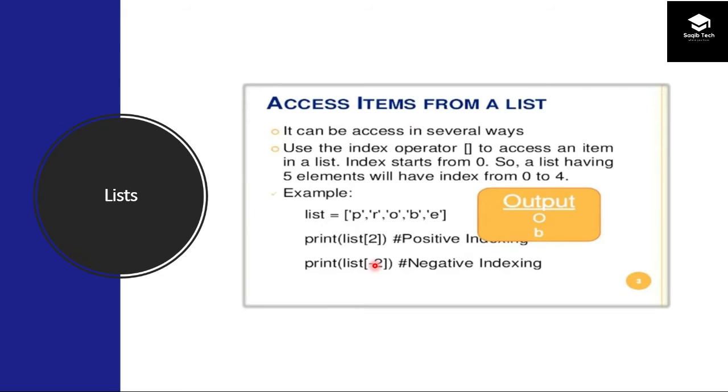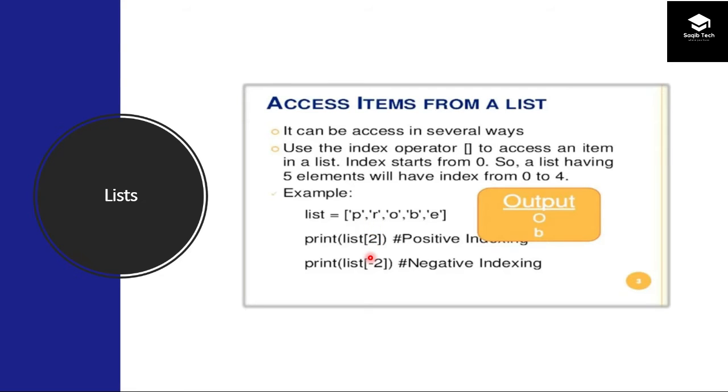When we have created that list, we need to access it. How to access it? We access it using the index operator. That is the first way to access a list item. There are many other ways to access items, but the first is by using the index operator. This square bracket is called the index operator. What we need to do is put the name of the list, then square brackets, and between the square brackets we have to tell the index.